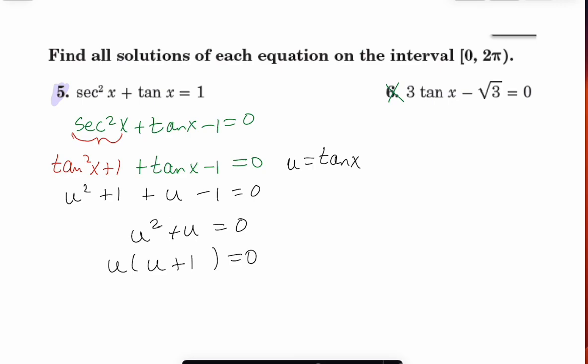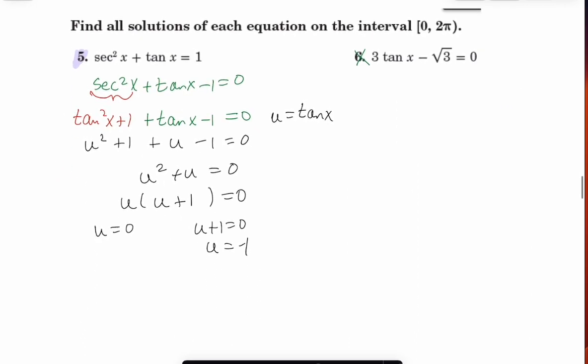And then once we have it factored, remember we set each factor equal to 0. And once we have the numerical quantity, then you stick your trig function back in. So this is where is the tangent of x equal to 0, and where is the tangent of x equal to negative 1.